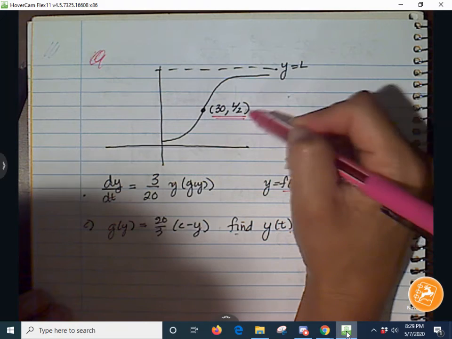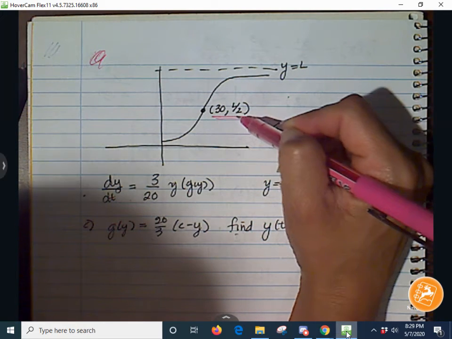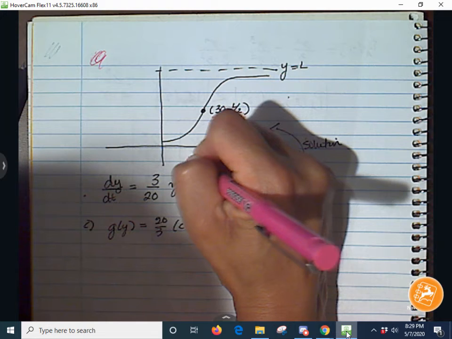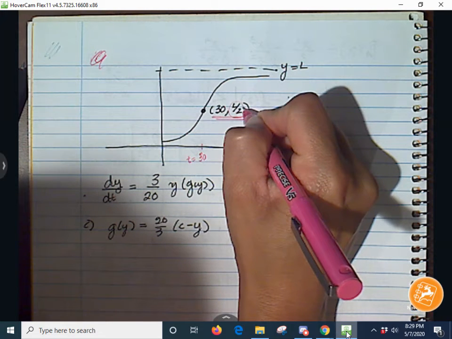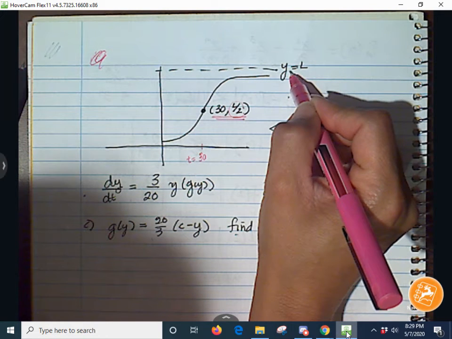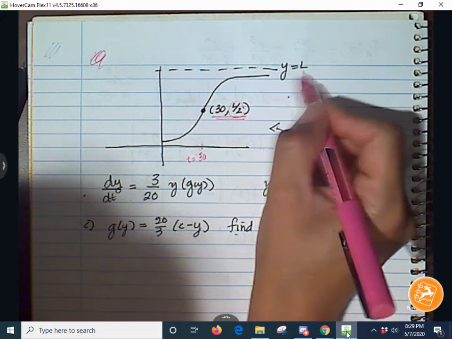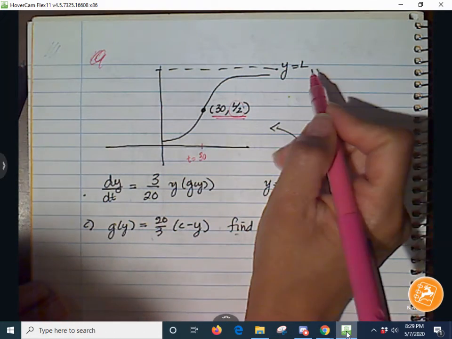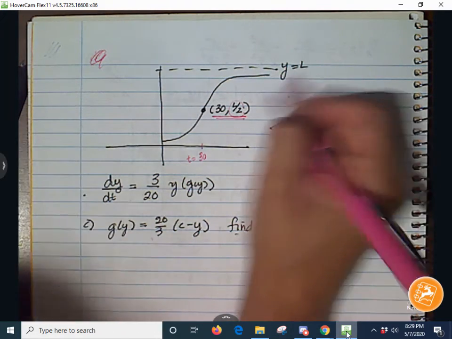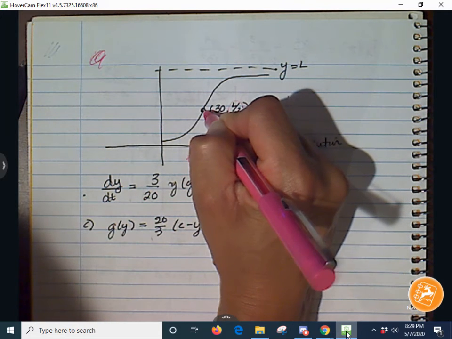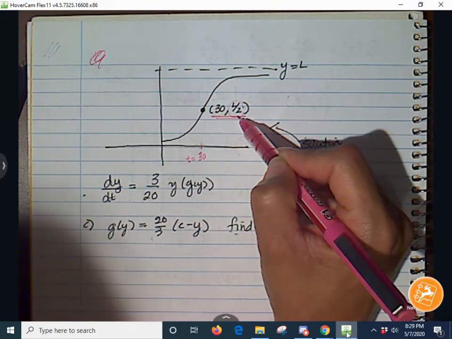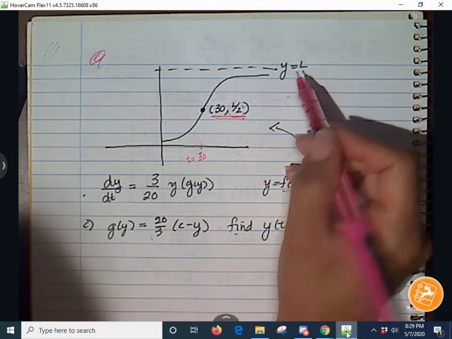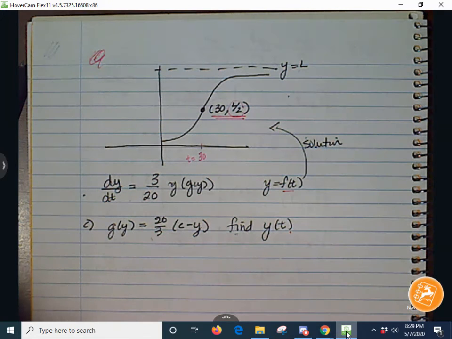Now this solution, before I continue, is when time is equal to 30, and you have this y value. And y is equal to L. L is basically, if we think of it like a population type of situation, the carrying capacity. And so this is the inflection point. And so the inflection point, for a logistic equation, is always going to be half of the carrying capacity. Okay? All right.